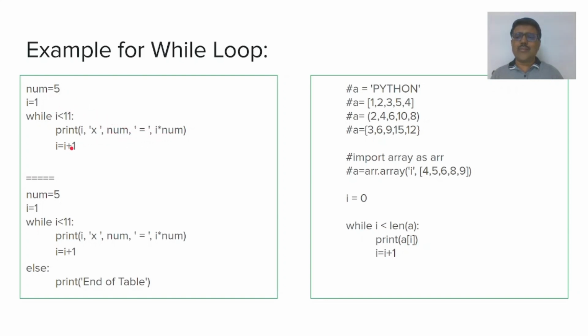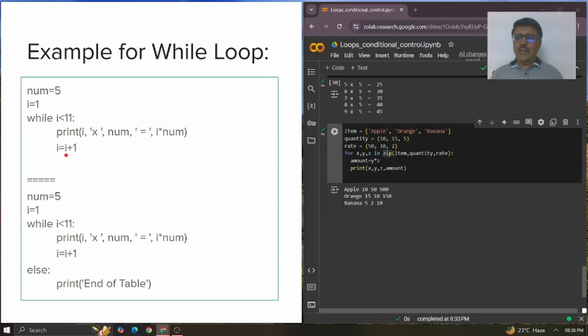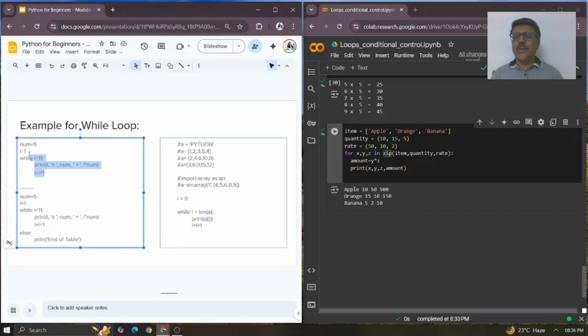Then it reiterates, I becomes 1 plus 1, 2, then the 2 value will come here. The 2 is less than 11, so that's where the next one it will print. Like this it will keep on doing till the value is less than 11, right? So the same example we can do with the while loop also, right? So let's now try with this.